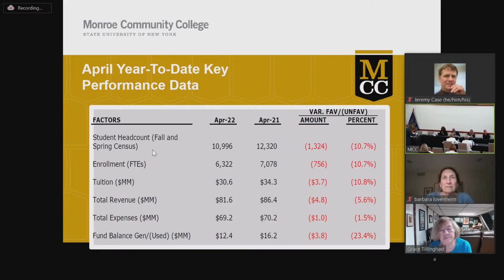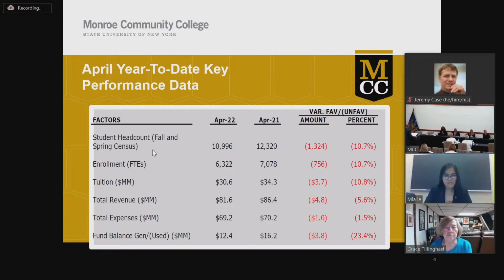Next slide. Here we're looking at student headcount, fall and spring census, a 10.7% decrease year over year. Enrollment, a 10.7% decrease. We've talked about the 3.7 million decrease in tuition. Total revenue decrease of 4.8 million, a 5.6% decrease. In total expenses, 69.2 million, a decrease of 1 million. And then the fund balance generated versus used, looking at 12.4 compared to 16.2, a difference of 3.8 million or 23.4%.